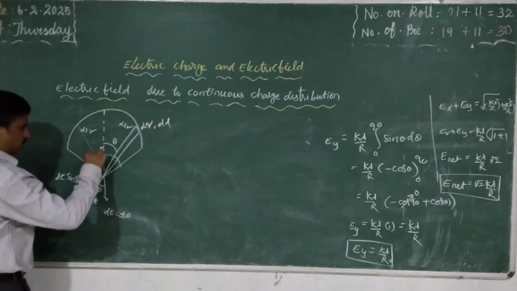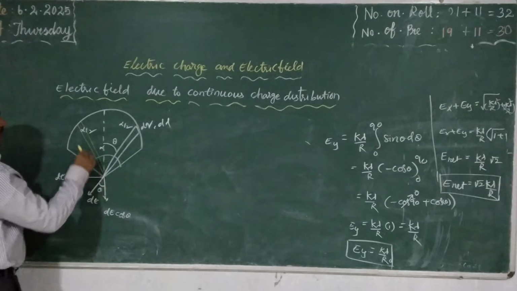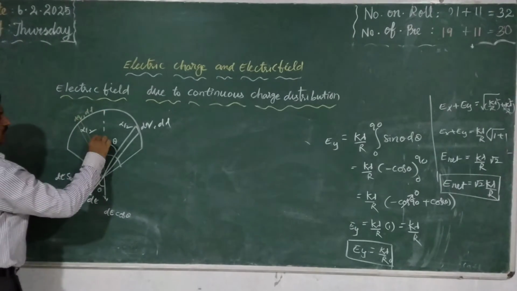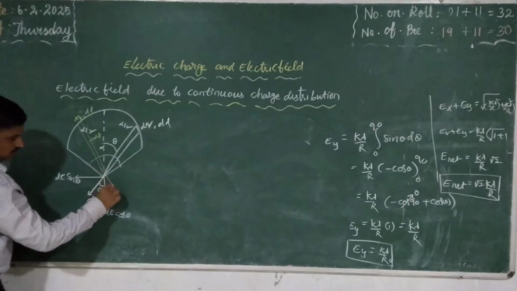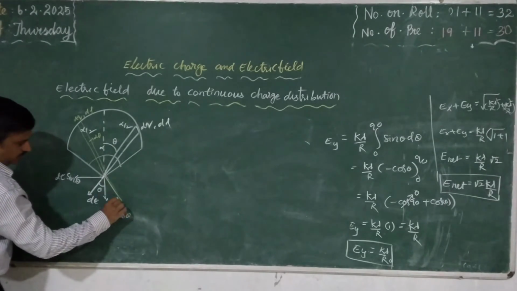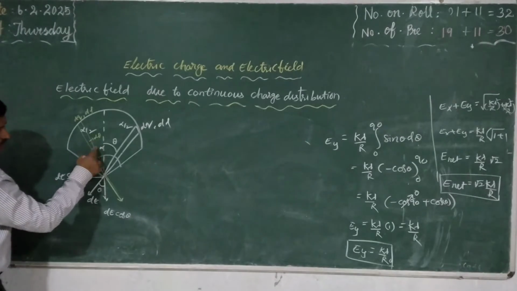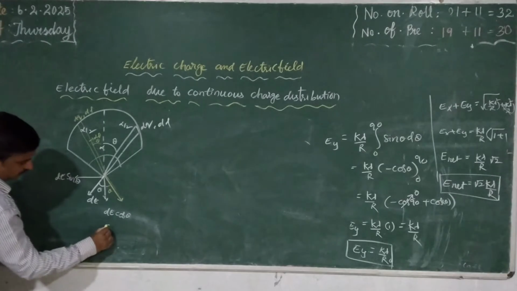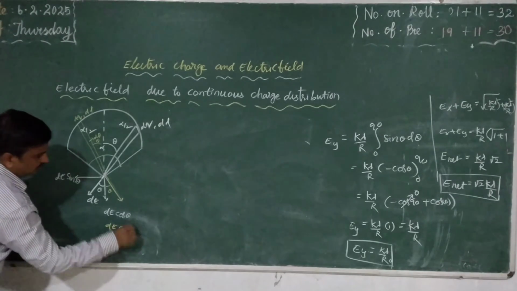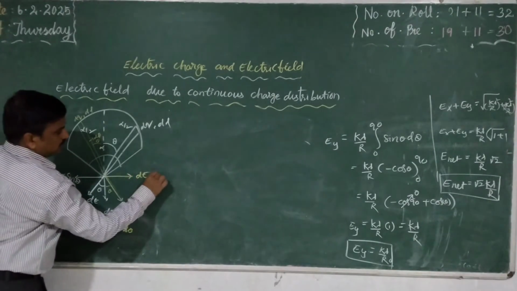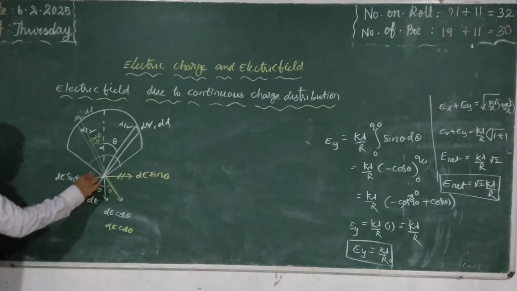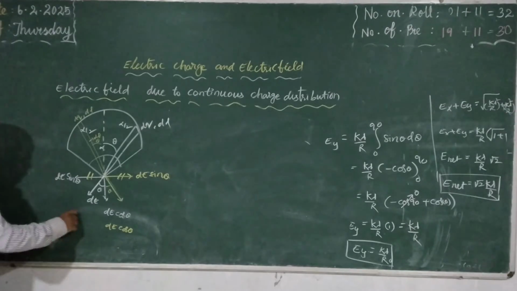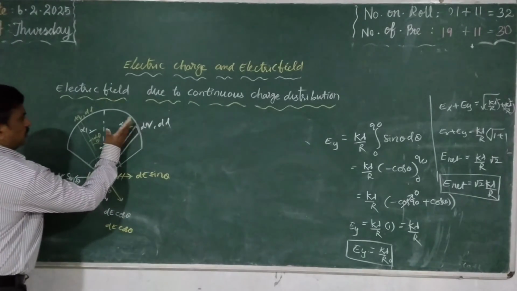Here we can take this other part. This is a dq charge, length dl, angle d theta. The electric field is also the same here. This is theta, and from here this is theta, so automatically this one is also theta. So here we write dE cos theta, and this is dE sin theta. The sin theta parts get cancelled. What we have is dE cos theta.